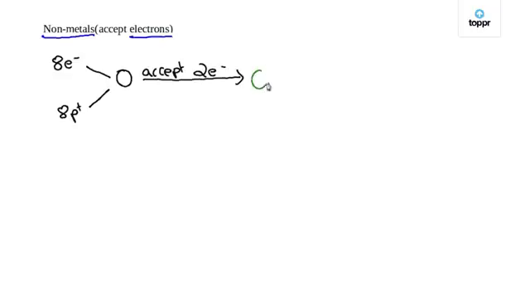So now what is the state of oxygen? After accepting 2 electrons, oxygen will have 10 electrons, but protons are still 8. So oxygen will have negative electrons more than positive protons by 2. So oxygen will gain a 2 negative charge.